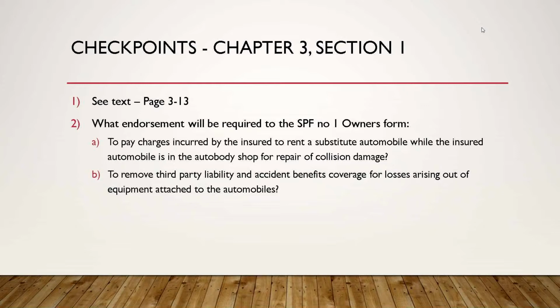And to remove third-party liability and accident benefits coverage for losses arising out of the equipment attached to the automobile, and that's the SEF 30, excluding operation of attached machinery endorsement. This is the one that we talked about with the snowplow, and they said it would be covered under the auto policy, and we said no, it wouldn't, when the plow is being used. So that's because the SEF 30 would be applied. Any questions on either of those? They're pretty straightforward.